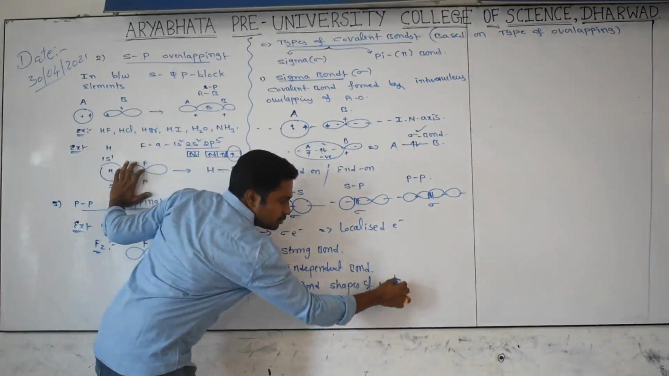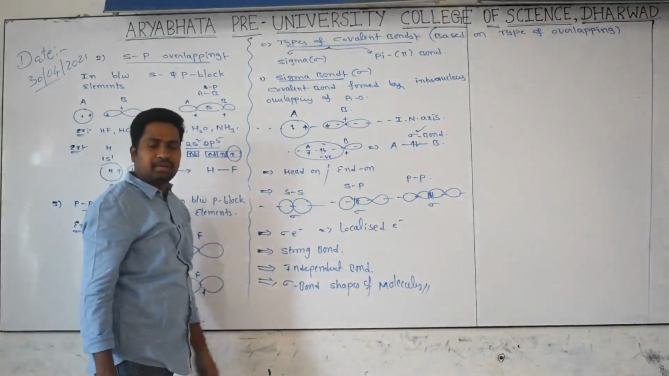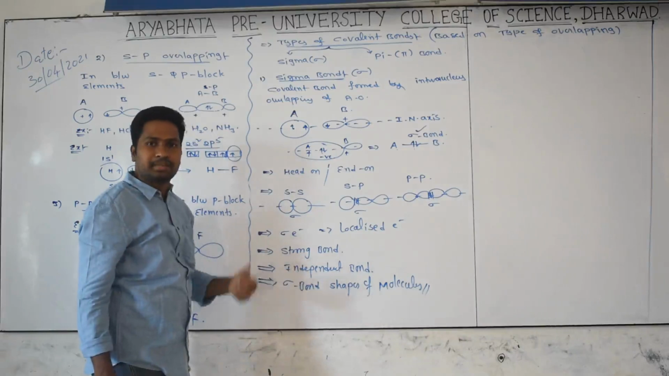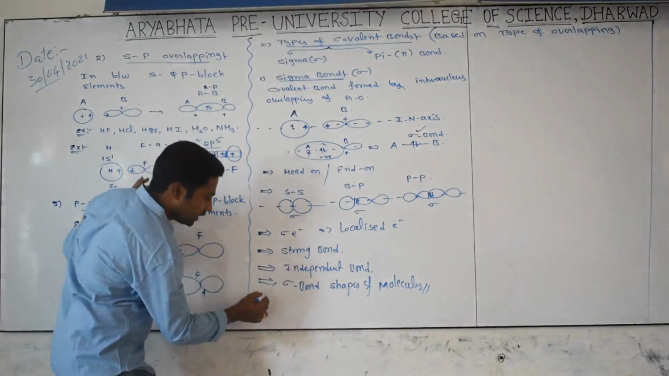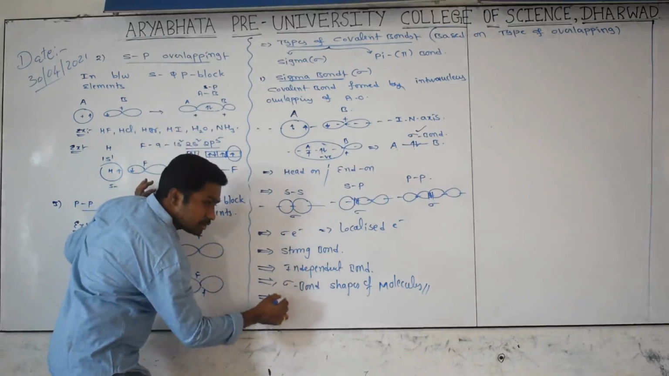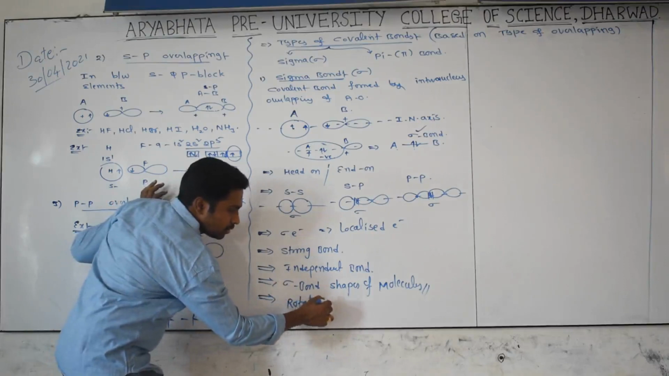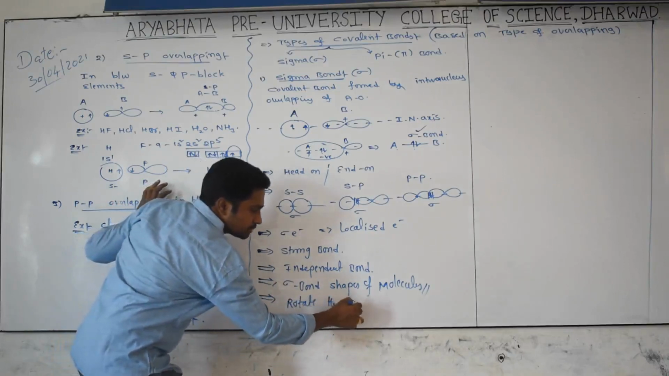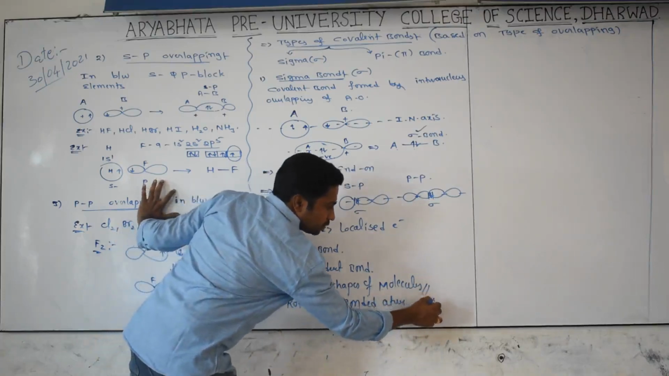The shapes of molecules are affected by sigma bonds. Molecules with a different number of sigma bonds have different shapes. That's why the shapes of molecules are affected by sigma bonds. And with respect to a sigma bond, we can rotate the bonded atoms.